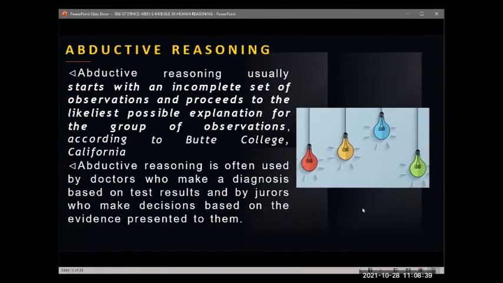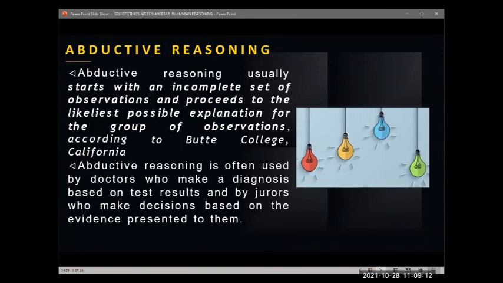The third type of reasoning is what we call abductive reasoning. Abductive reasoning usually starts with an incomplete set of observations and proceeds to the likeliest possible explanation for the group of observations. That is according to Butte College in California. Abductive reasoning is often used by doctors who make diagnoses based on test results and by jurors who make decisions based on the evidence presented to them.